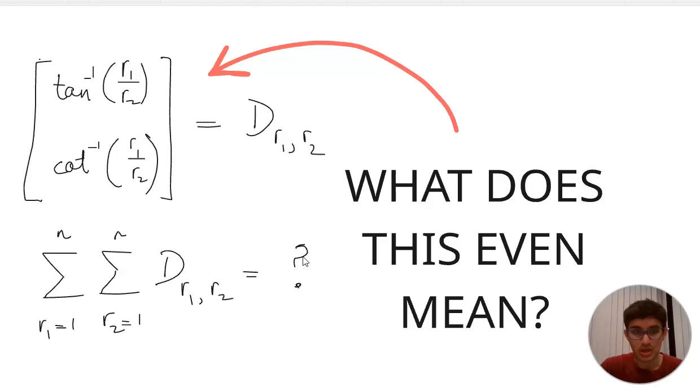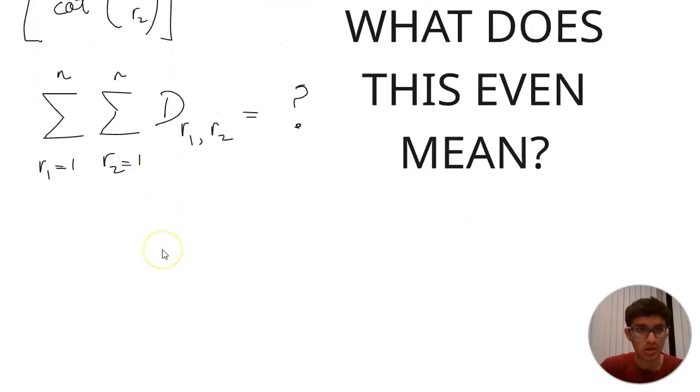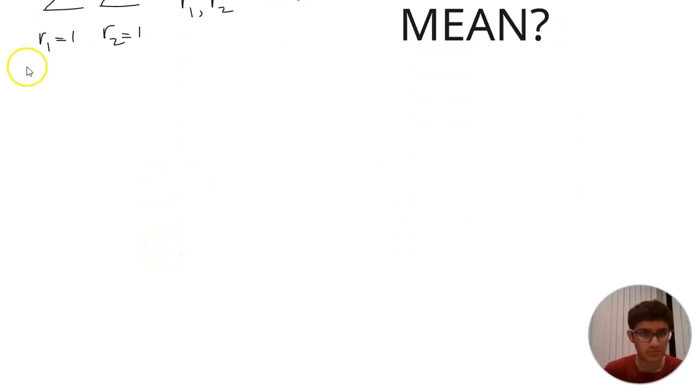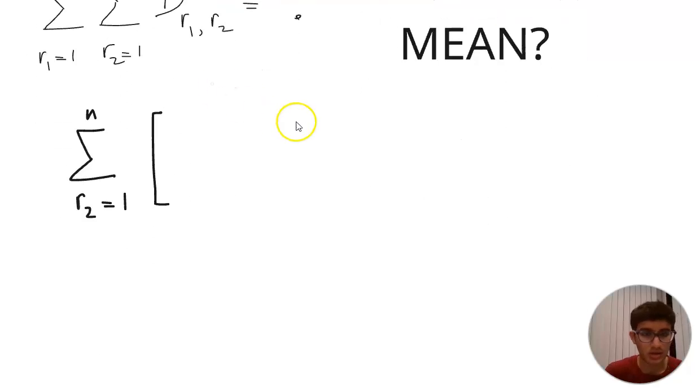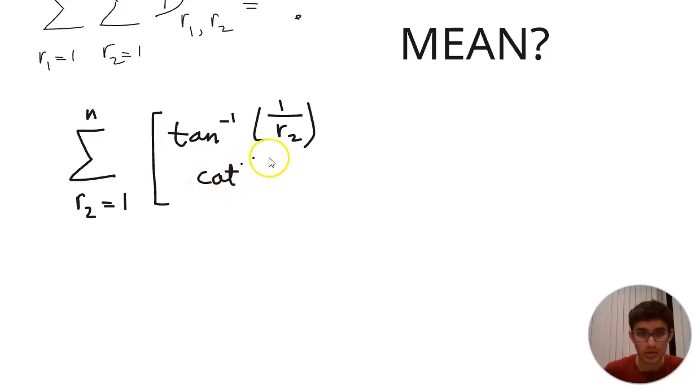So when we start off with r1 equals 1, we go inside that, right? It's a nested summation, and so what we're going to see is we have r1 equals 1, and then we've got the summation of r2 equals 1 until n. And again, what are we going to have here? Instead of writing out d sub r1 r2, I'll just write out the actual thing, right? And that's just going to be tan inverse of r1, but r1 over here is 1, right? So that's going to be 1 over r2, and this is going to be cotangent inverse of the same thing.